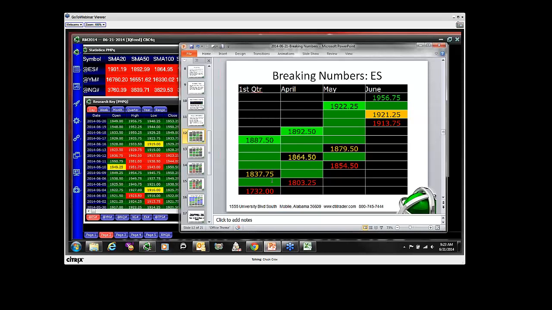So what we're looking at is the low of the first quarter, which was 1732, set in February, by the way, the low of April, the low of May, the low of June, and at the end of June, April, May, and June would compound down and be second quarter, and then you start out looking at the month of July. But right now we're still in June, and we've got the high of the month, the high of the year, the all-time high at 1956.75 for the E-mini S&P, low at 1913.75, opened at 21 quarter, and then you look at the numbers in May and the numbers in April, and of course the numbers in the first quarter.